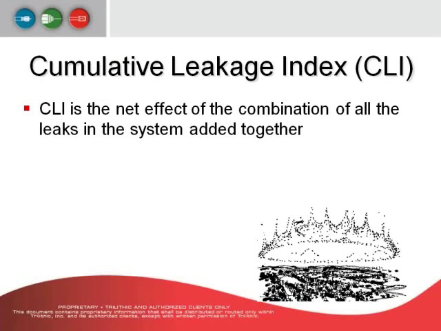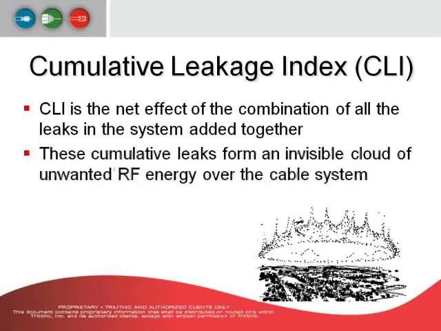I talked a bit earlier about CLI. CLI is the Cumulative Leakage Index. This is what the FCC wants to see. These are the results that need to be turned in to the FCC for them to make the determination if your system is considered passing or failing from a leakage standpoint. CLI is the net effect of the combination of all the leaks in the system added together.